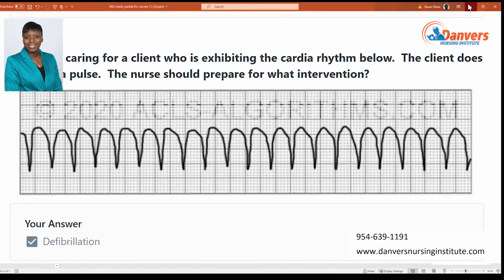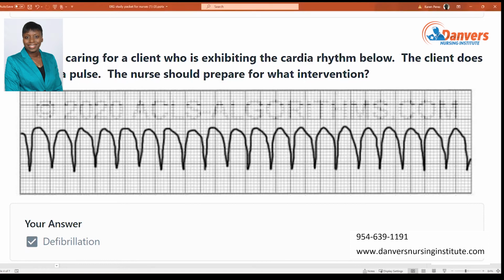The next question. A nurse is caring for a client who's exhibiting a cardiac arrhythmia, as listed below. The client does not have any pulse. The nurse should prepare for what intervention? So yes, this looks like a VTAC, but the person doesn't have any pulse. So it's called a pulseless VTAC. This person needs a defibrillation, because what that is saying is that there's no pulse. Okay, so this person needs to be defibrillated.